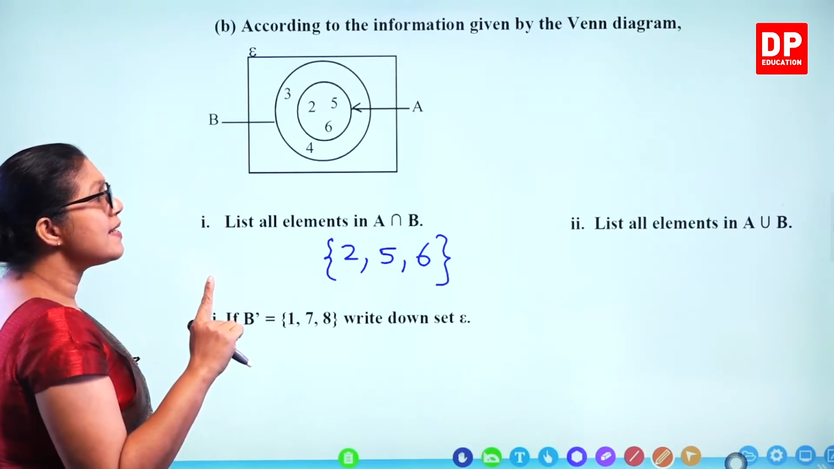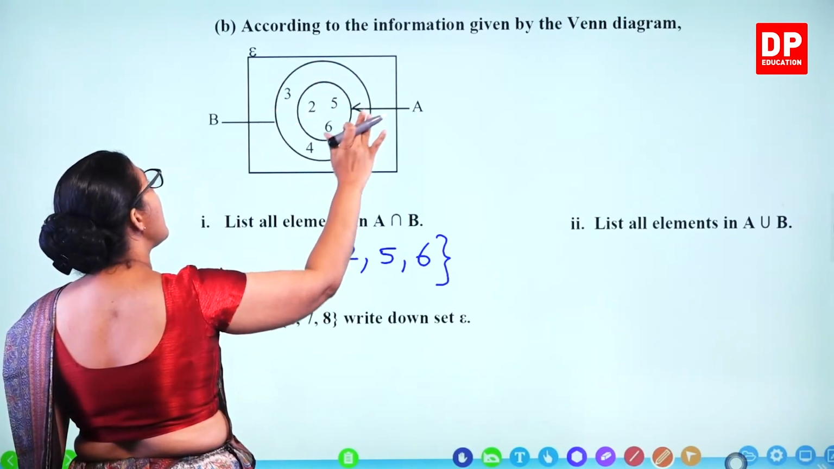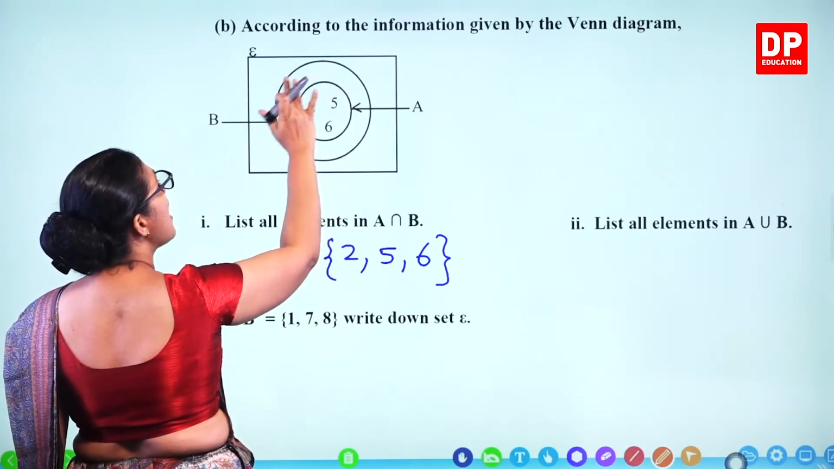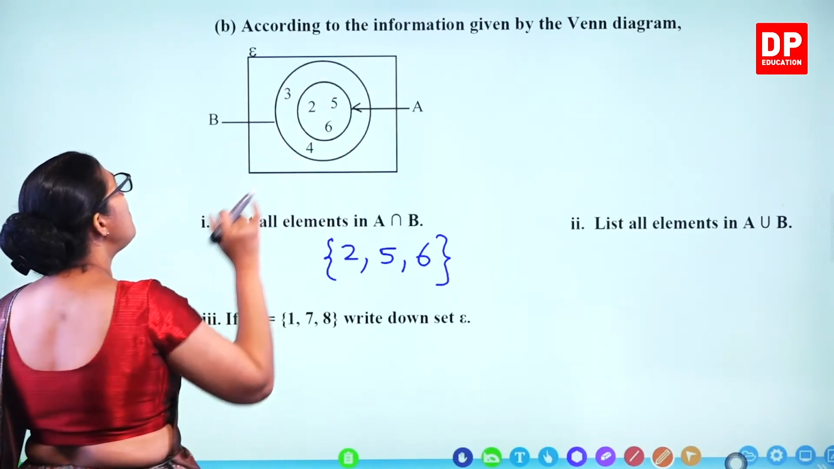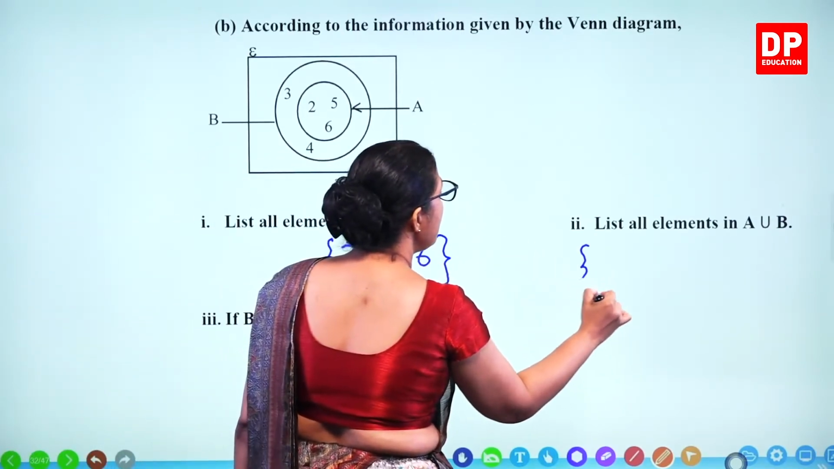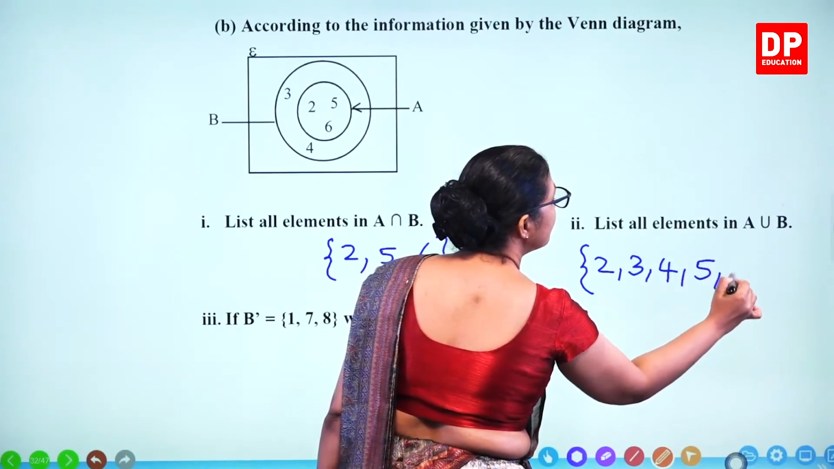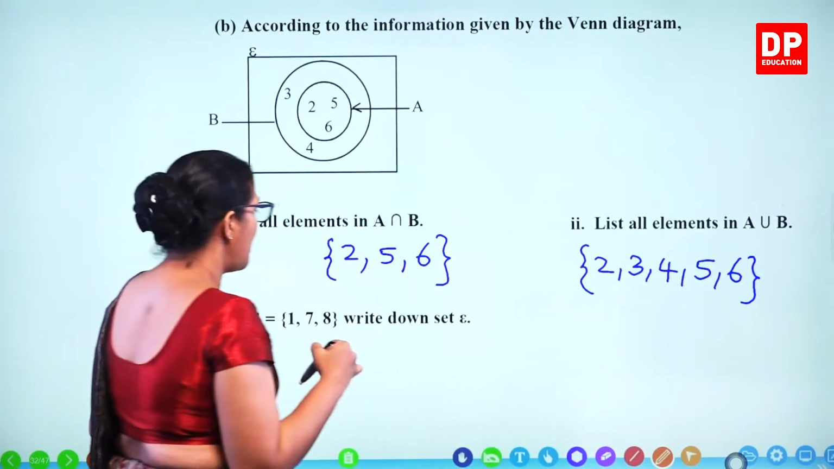List all elements in A union B. Union B means everything in A or B. So that means we have to consider the full B circle. So we have to write everything. 2, 3, 4, 5, 6. That's A union B.